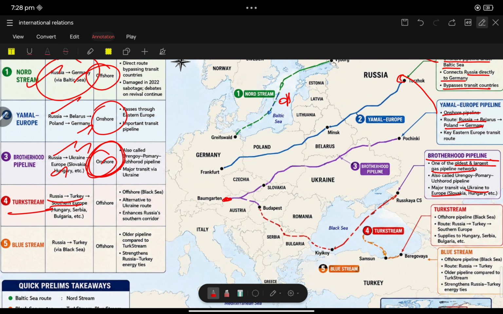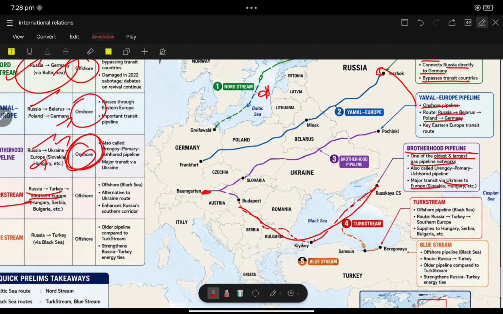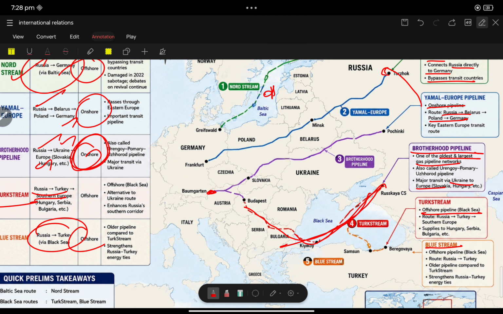Russia, Turkey to southern part of Europe. Turk Stream is an offshore pipeline. When a pipeline passes through water, it is called an offshore pipeline. Finally, Blue Stream. Blue Stream is a Russia, Turkey offshore pipeline.